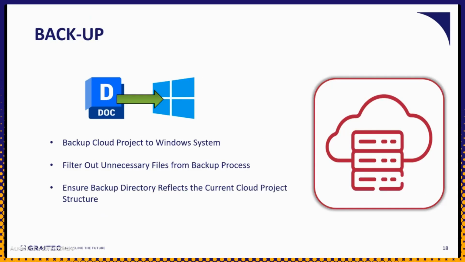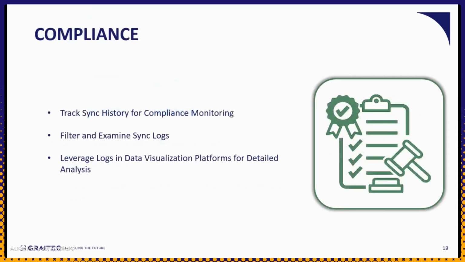then the next thing, a very simple one, is backing up from Docs to your C drive or to your Windows, either server or your own personal PC. Now, this one's pretty straightforward. I'm going to show you how I have mine set up. We can, again, filter any unnecessary files from the backup. We can also ensure the directory relates to the current cloud project structure. So I'm going to come back to the project structure here and talk about it a little more in detail.